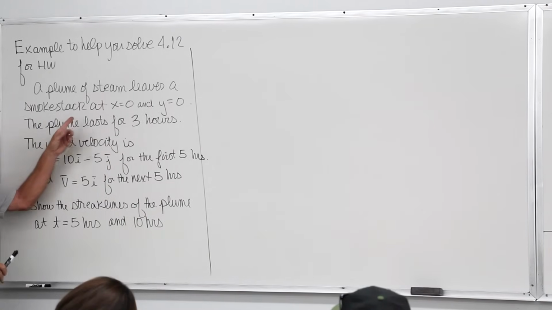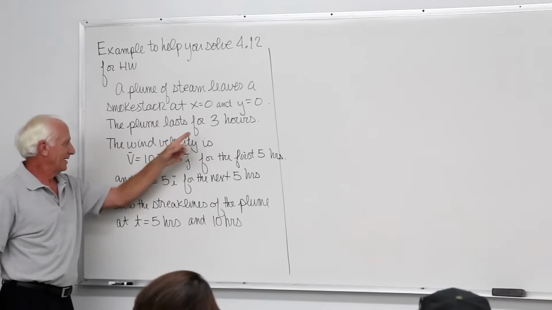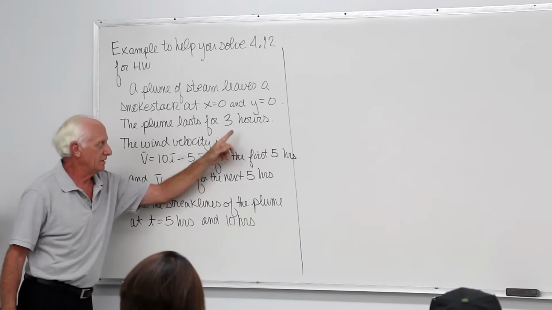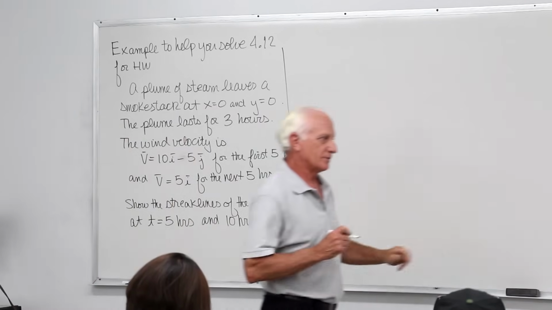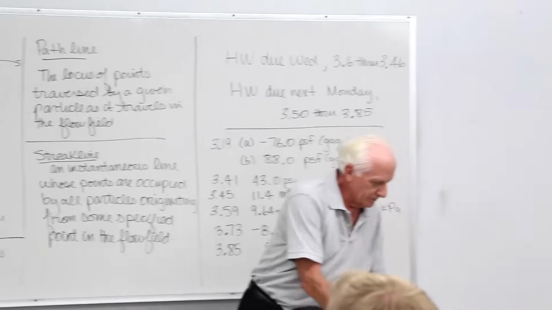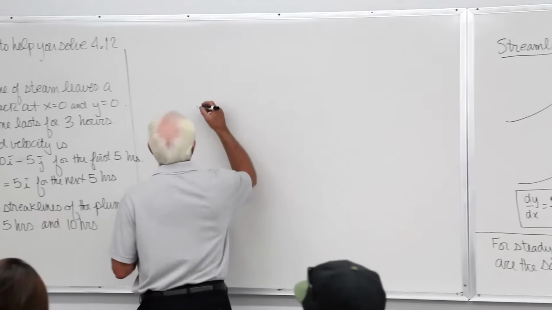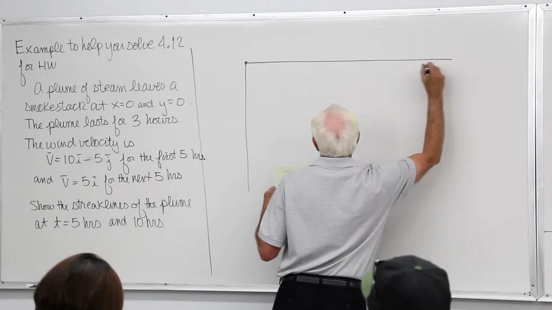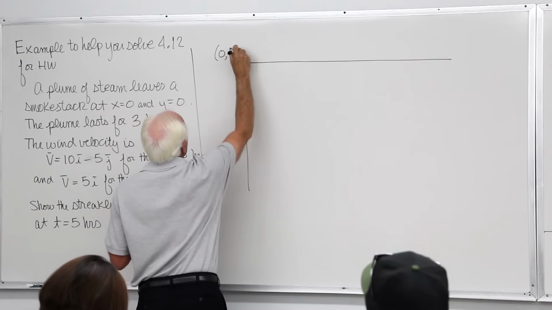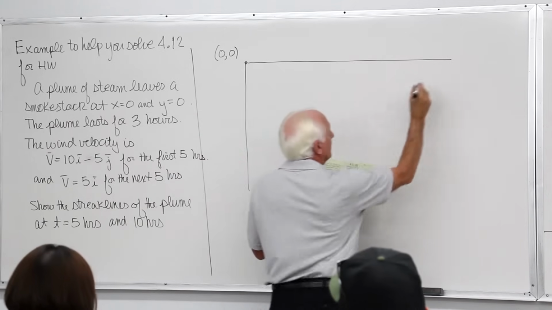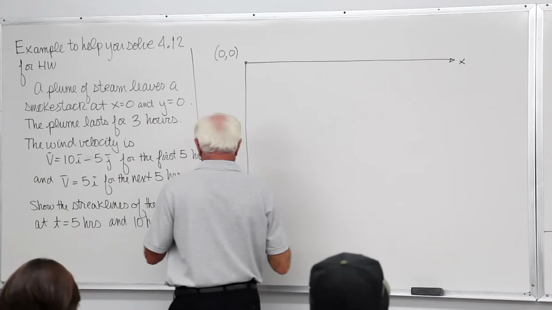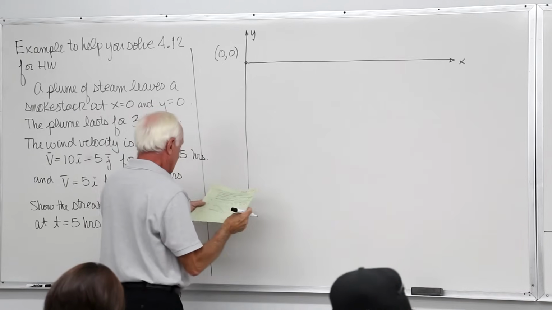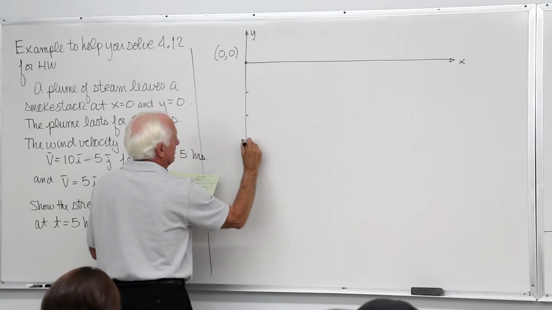When the steam comes out of the smokestack for the first 3 hours, here's the velocity of every particle leaving the smokestack. Because this is 5 hours, this is 3 hours. Okay, so let's start drawing the picture of how it looks. Choose the coordinate axis. Zero, zero. This is x, and this is y. Y is a measure. So this is minus 10, 20, 30, 40.